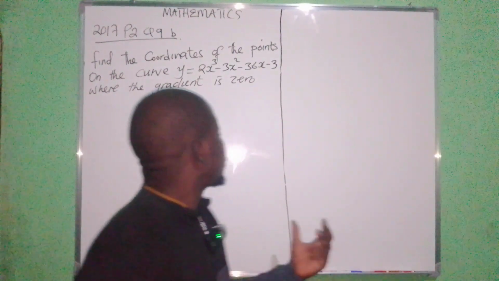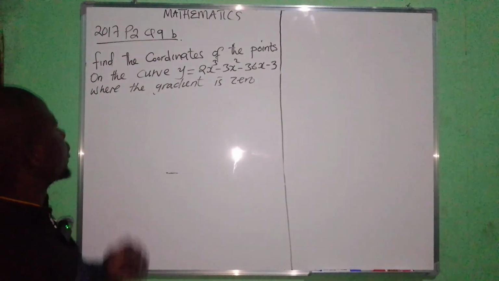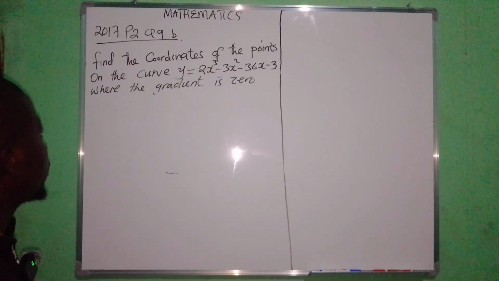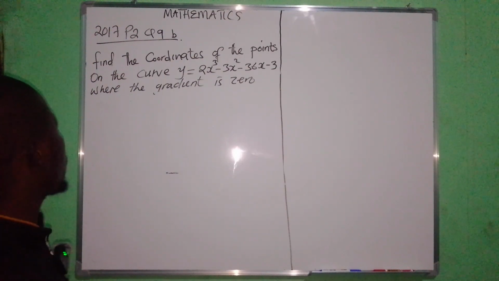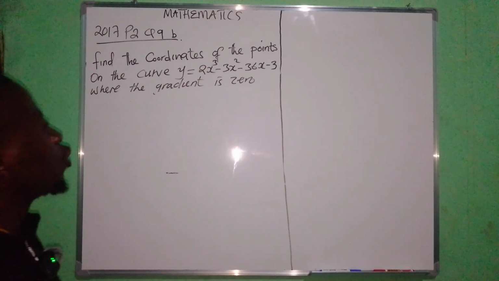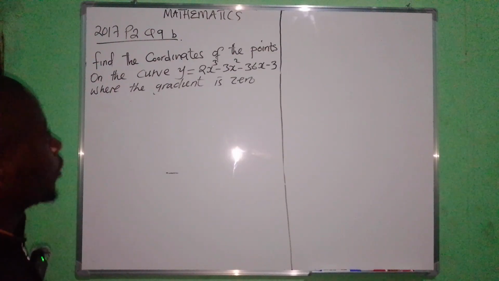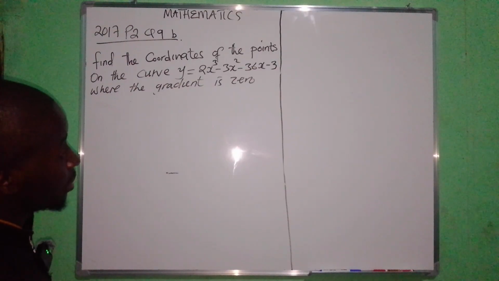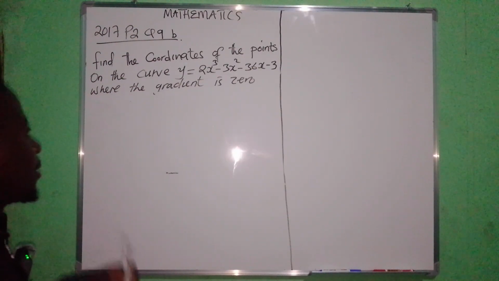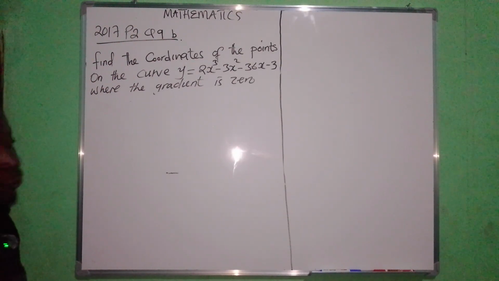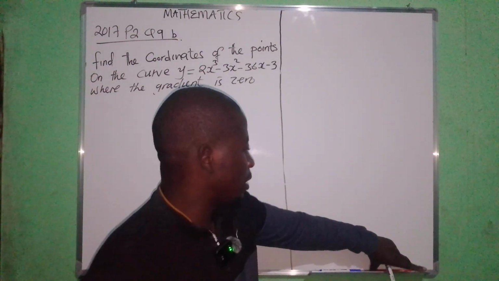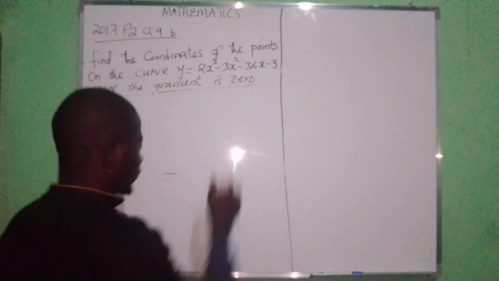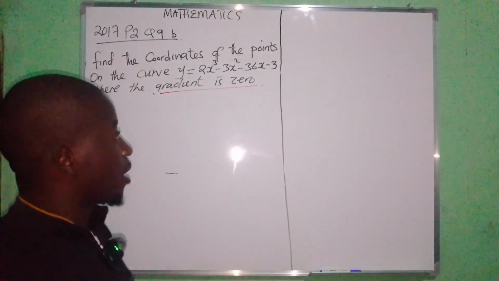Welcome to today's session where we are solving a 2017 paper 2 question 9b. The question reads, find the coordinates of the points on the curve y is equal to 2x to the power 3 minus 3x to the power 2 minus 36x minus 3, where the gradient is 0. So there are key terms in this question, and the most key term is where the gradient is 0. So we have to know where the gradient is 0.